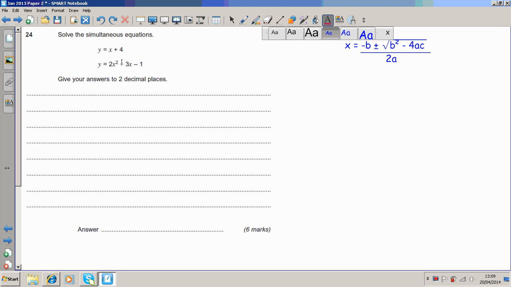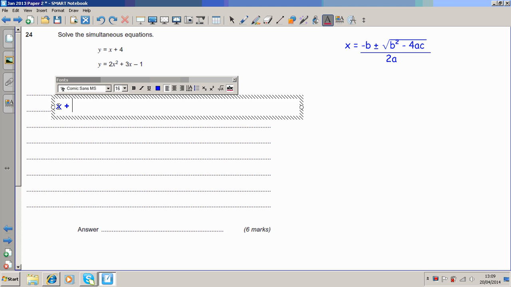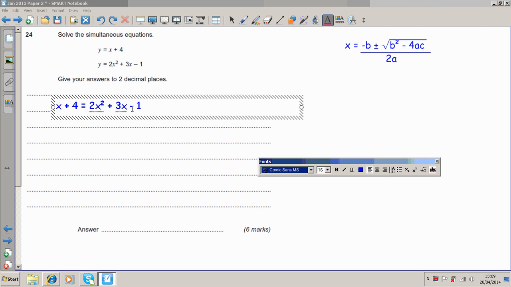So whenever you've got simultaneous equations and one's quadratic, then basically you're going to substitute one into the other. In other words, this y equals 2x squared plus 3x minus 1. I'm going to swap my y for what I've got y is equal to up there. So I'm going to have x plus 4 is equal to 2x squared plus 3x minus 1. It's going to be my first job, so I'm going to make them equal to each other.